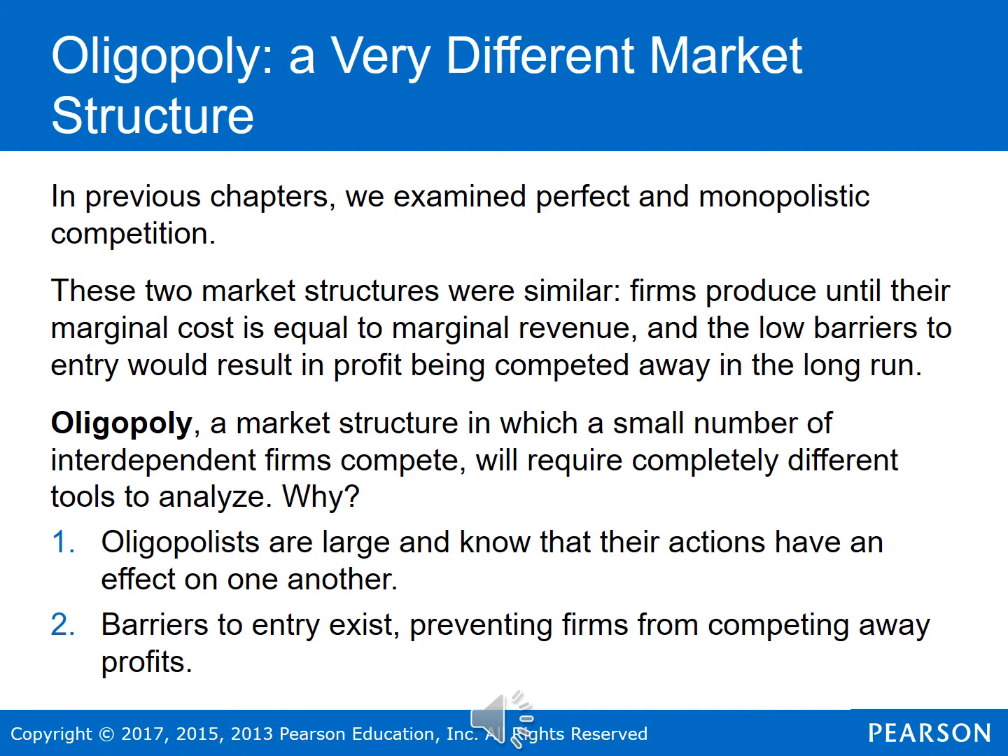So we're not going to use the type of supply and demand graphs that we use for perfect competition, monopolistic competition, and even monopoly. Now, there are two reasons why these previous tools aren't going to work for oligopolies. First, in oligopolies, these firms are large, and they know that their actions have an effect on one another. So for a firm to be successful, they're going to have to constantly be aware of what other firms are doing, and they'll tailor their strategies to what their competitors are doing. The second is that barriers to entry exist, so this prevents new firms from entering the market and competing away those profits to zero.